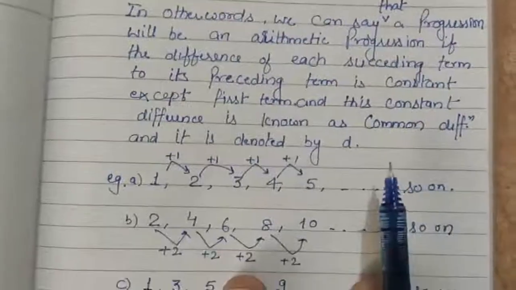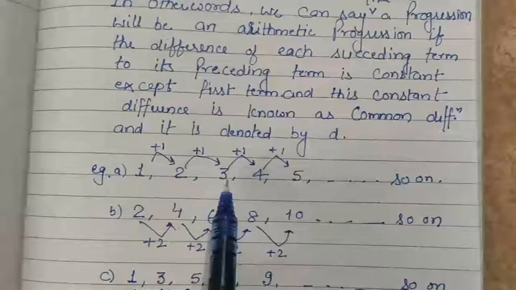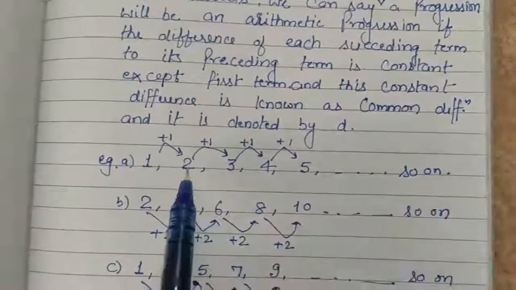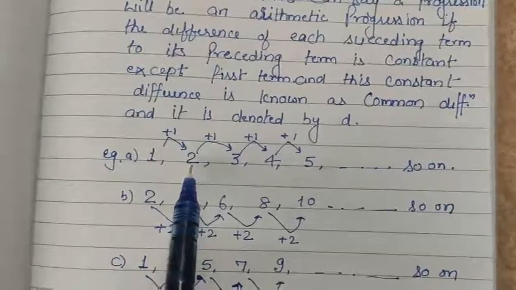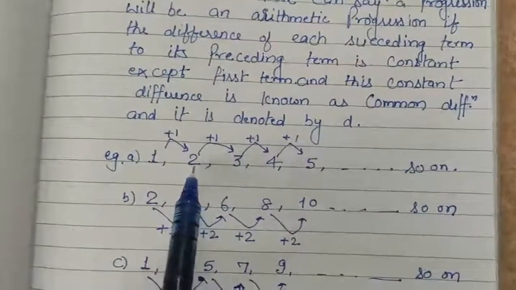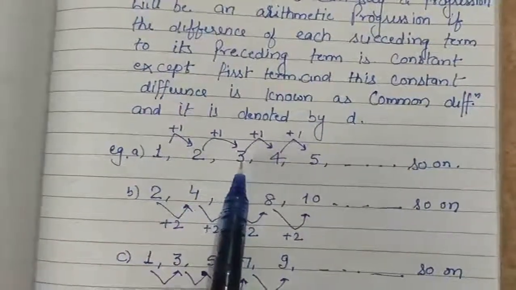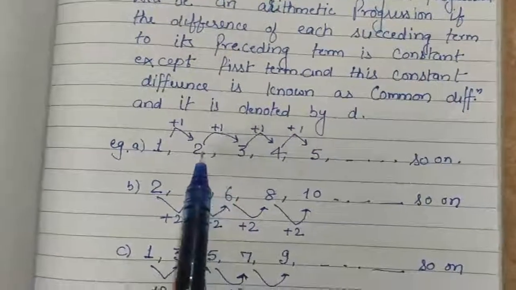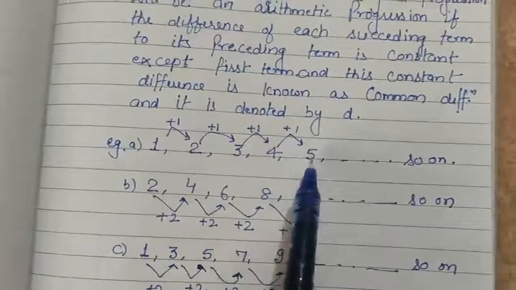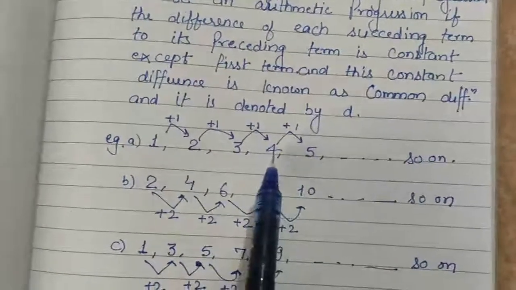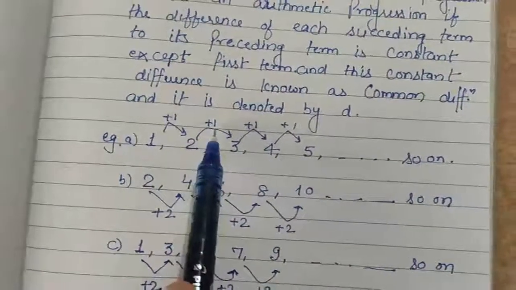Now let us take some examples. In the first example, we have the progression of natural numbers, that is 1, 2, 3, 4, 5 and so on. In this progression each succeeding term is obtained by adding a constant number to its preceding term. Here 2 is obtained by adding 1 to its preceding term, that is 1. Again, the next number 3 is obtained by adding 1 to 2, and 4 is obtained by adding 1 to 3, and 5 is obtained by adding 1 to 4, and so on. Here 1 is a constant number, that is known as the common difference.